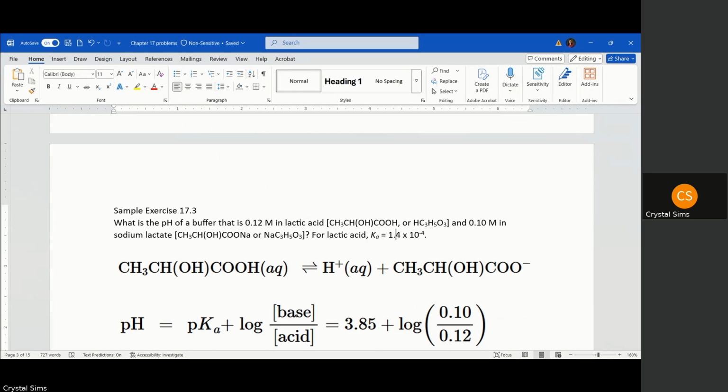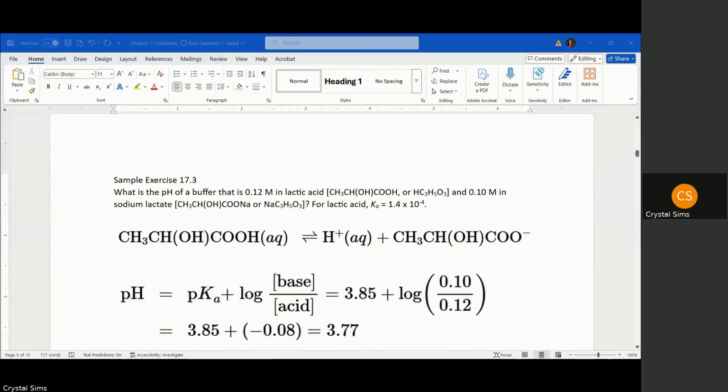Then we add that to the log of the concentration of the base divided by the concentration of the acid. So our sodium lactate in this case is going to serve as the base. And of course, the lactic acid is the acid. So we plug in the concentration of the lactic acid and the concentration of the sodium lactate. And when we take the log of that fraction, we get negative 0.08. We subtract that from 3.85, and our pH of this buffer is 3.77.